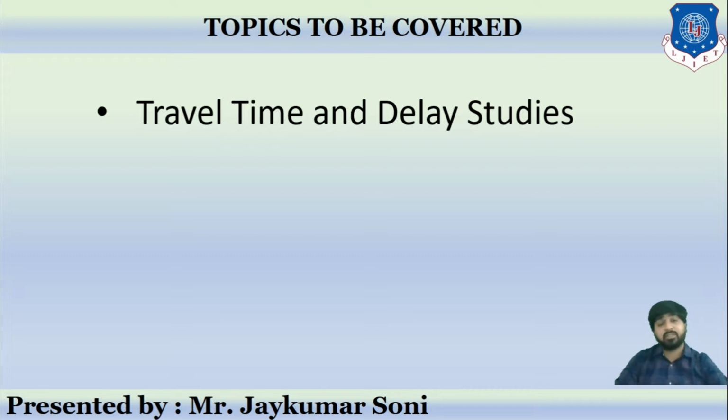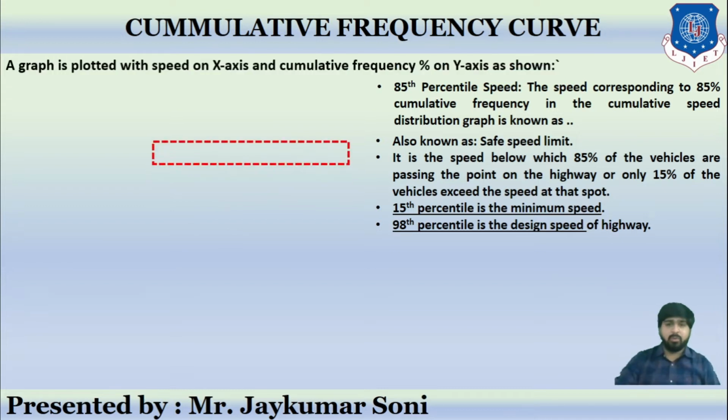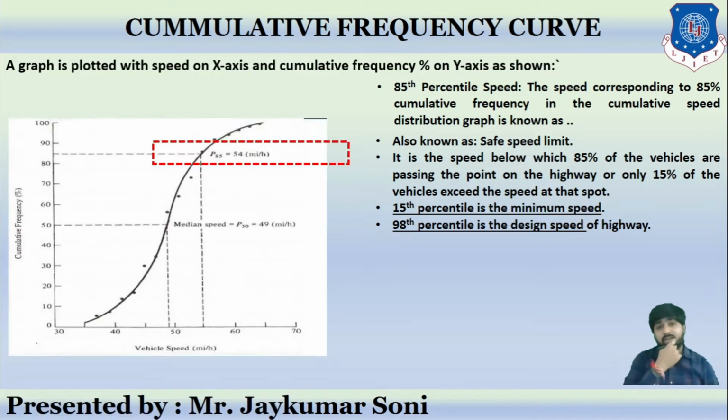As the name suggests, it is travel time and delay studies. This is one more thing that was left for us to learn, that is called the cumulative frequency curve. Whenever we plot a graph of cumulative frequency versus speed, or percentage cumulative frequency versus speed, that graph is called the cumulative frequency curve.